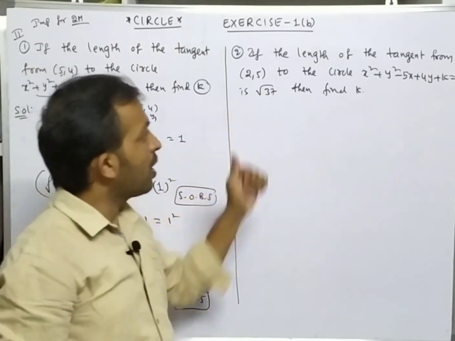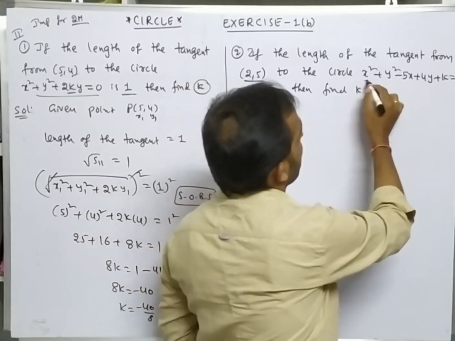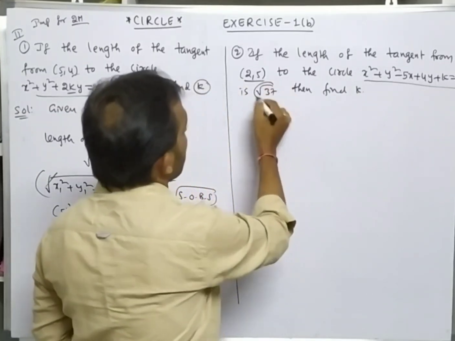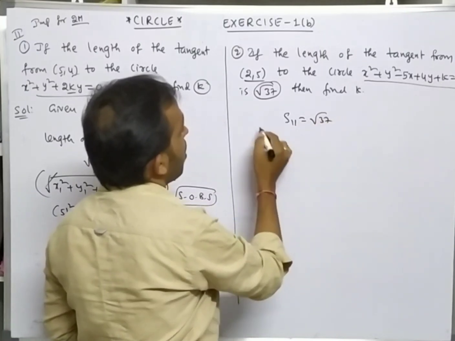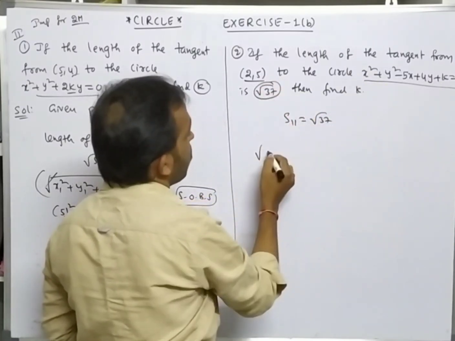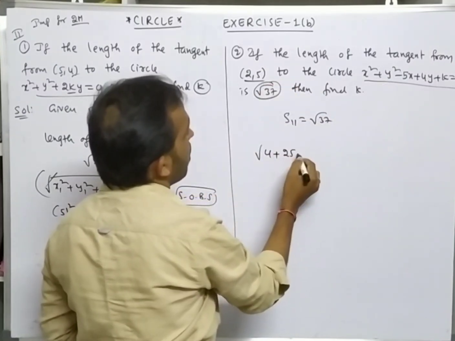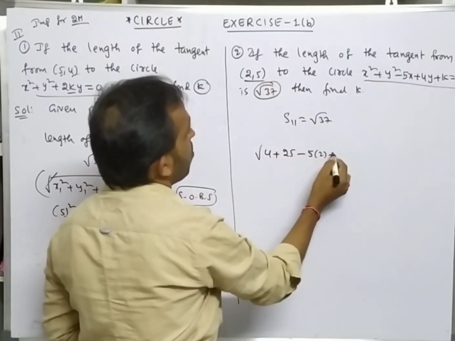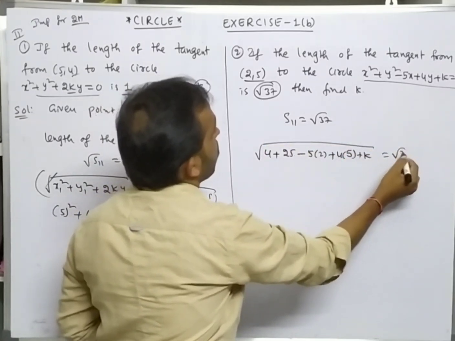Similarly, you can solve this problem. This is the point and this is the equation of the circle, and the length of the tangent root S11 is given, that is root 37. Under root of x square 2 square 4, y square 5 square 25, minus 5 into 2 plus 4 into 5 plus k is equal to root 37.